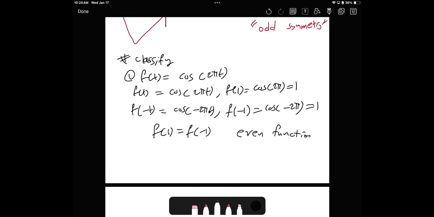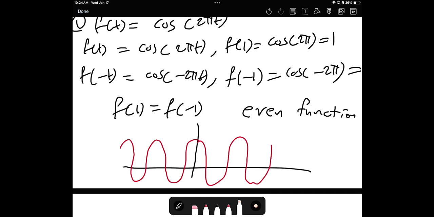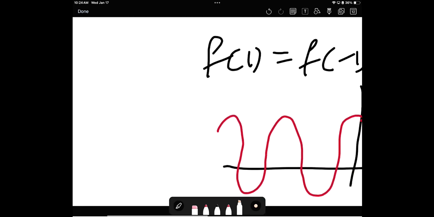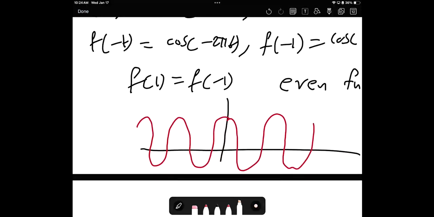Or we can prove this in a different way by looking at the waveform. The waveform of cosine starts here from 1. Then look at the right-hand side, then look at the left-hand side. They are exactly the same, right? They are like mirroring on the y-axis. Therefore, it is even symmetry.